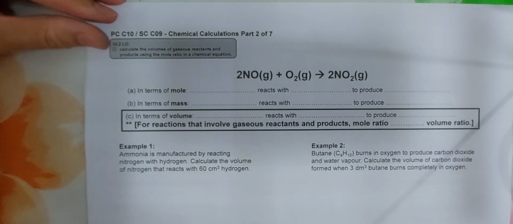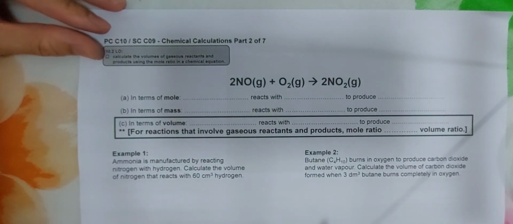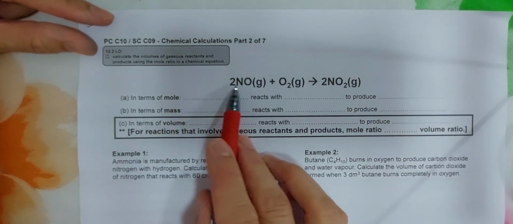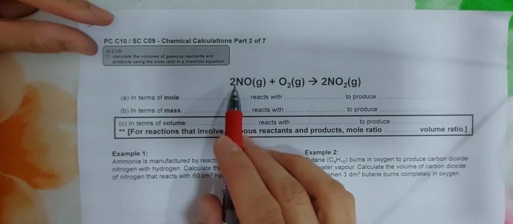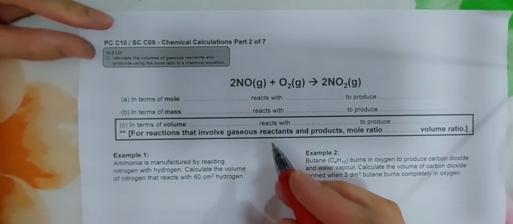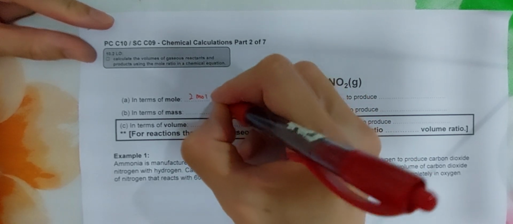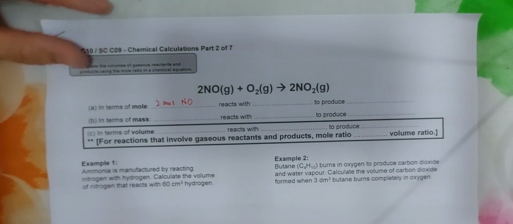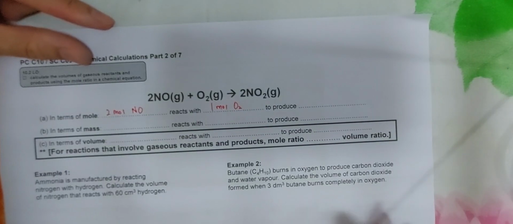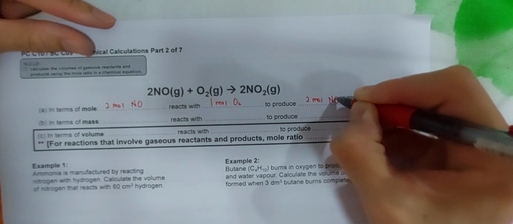This is part 2 of the chemical calculations mind map. Previously we looked at the balanced chemical equation and how to read it. In terms of mole, remember the number in front of the chemical formula, the coefficient, is the number of mole. So we can say that 2 mole of nitric oxide reacts with 1 mole of oxygen to produce 2 mole of nitrogen dioxide.